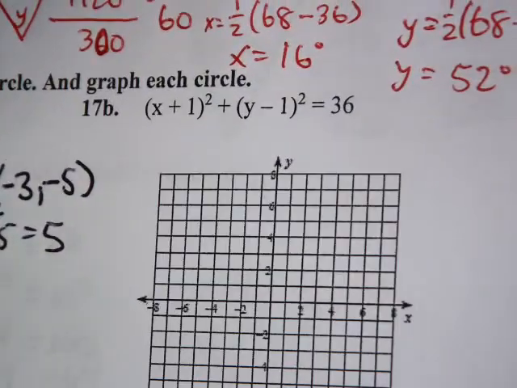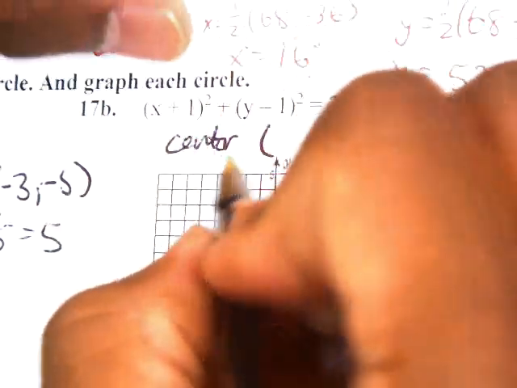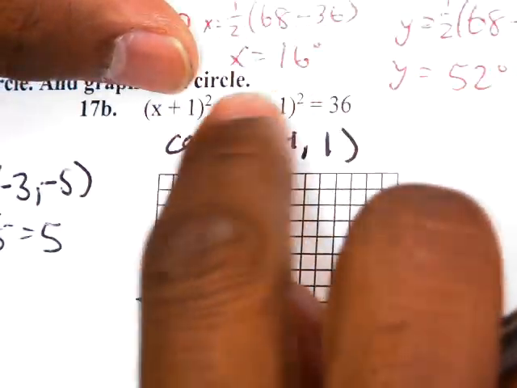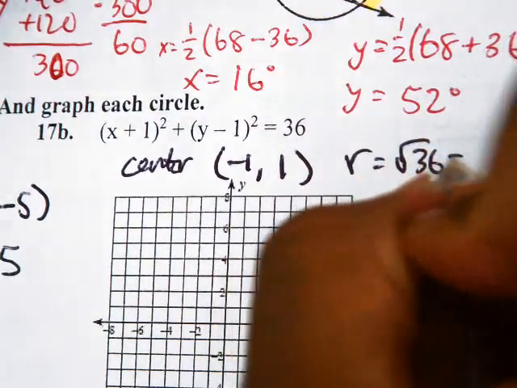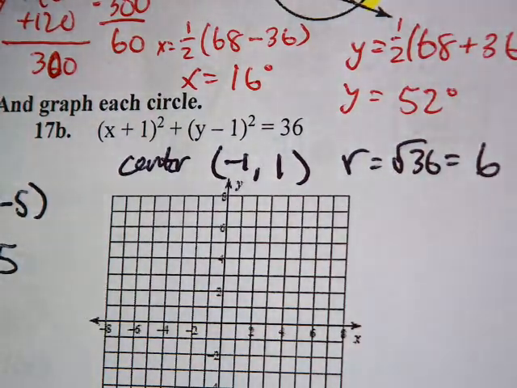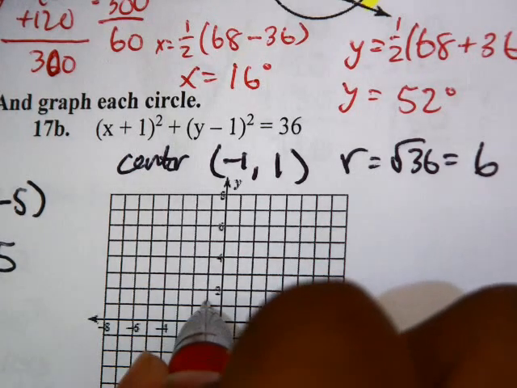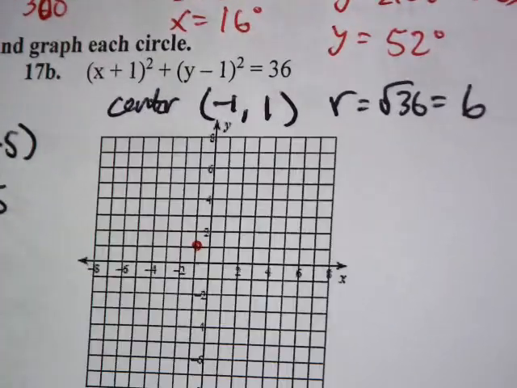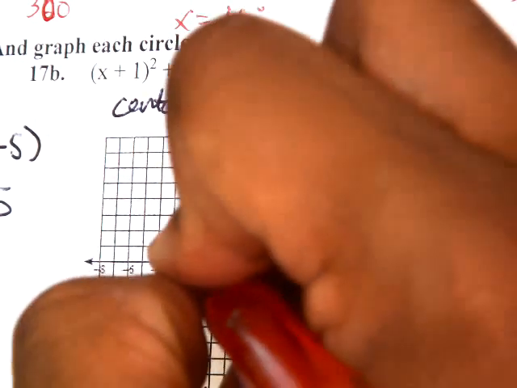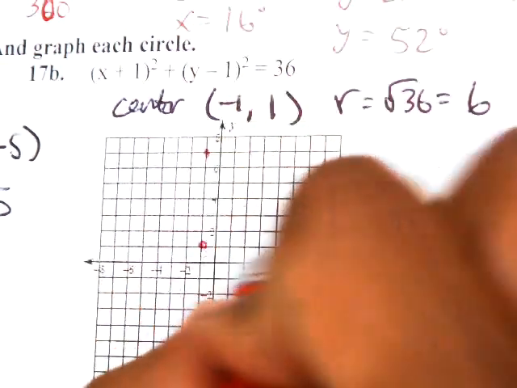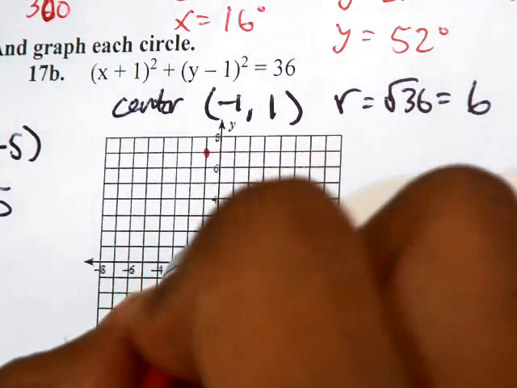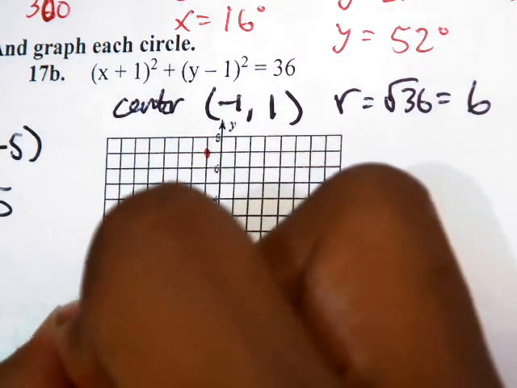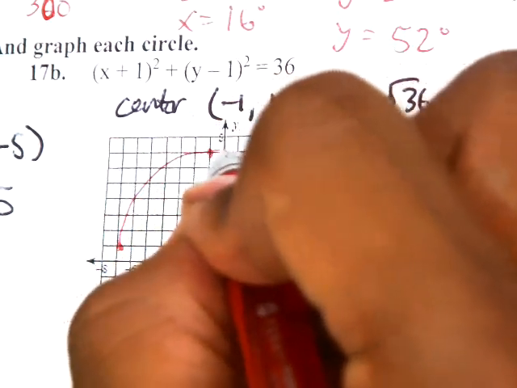(17B), kind of same thing. Your center is at -1, 1. Let's take the opposite signs there. And your radius is the square root of 36, which is just 6. So I go to -1, 1, and then go 6 in all directions. So I go 6 up, 6 to the right, 6 down, 6 to the left. And I'll make my circle.